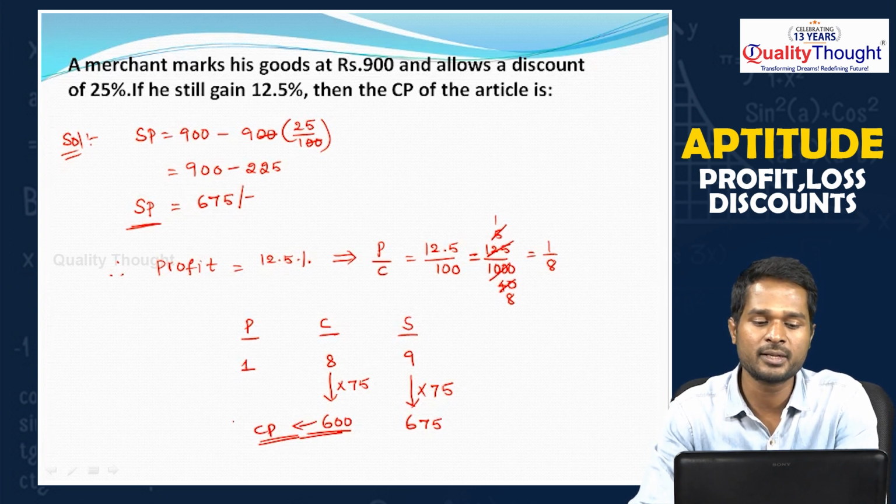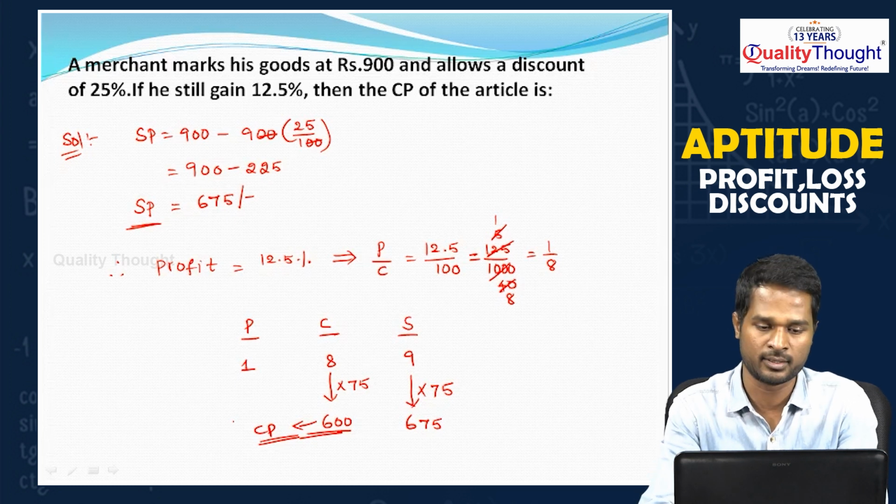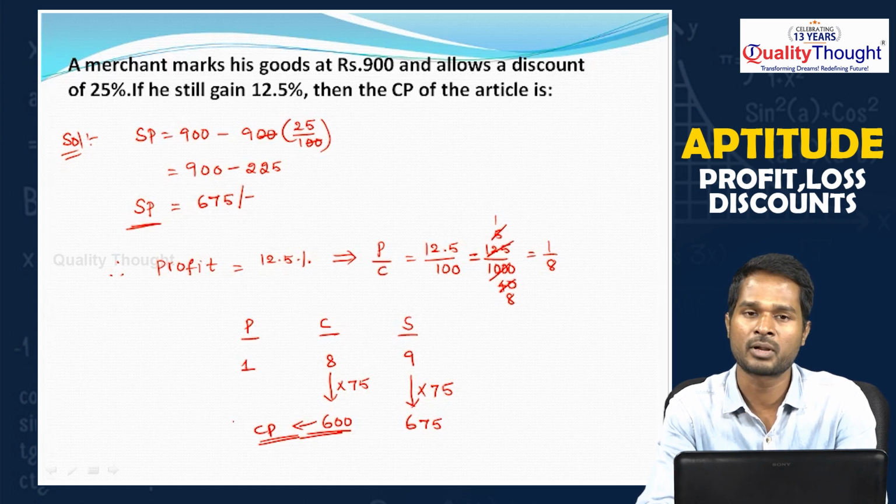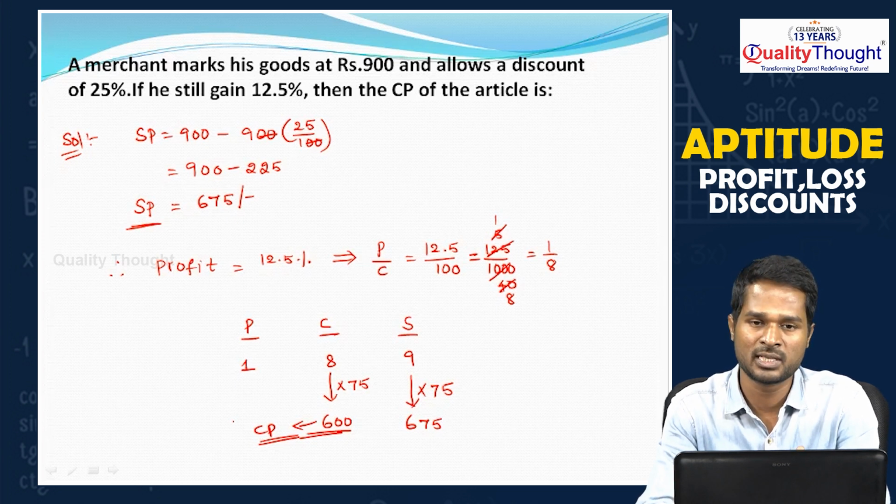So, we first calculated the selling price by giving a discount of 25 percentage on 900. From that we calculated the profit percentage. He has given the profit percentage as 12.5. From this I separated the profit and cost, and we found the value of selling price, which is 9 parts. So, 9 should be multiplied with 75 to get 675. In the same way, multiply the cost price of 8 with 75, that will give a cost price of 600.